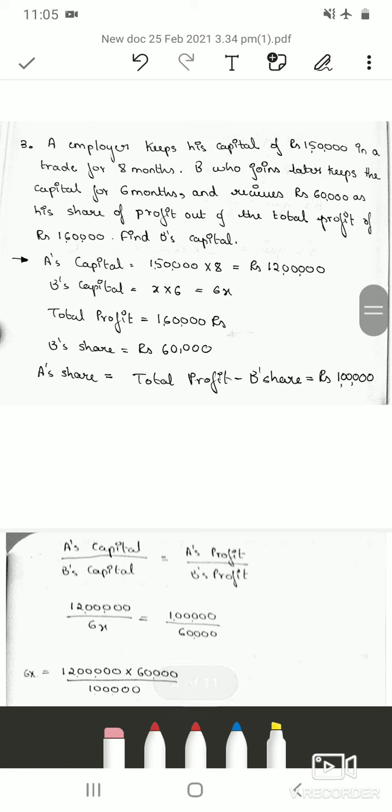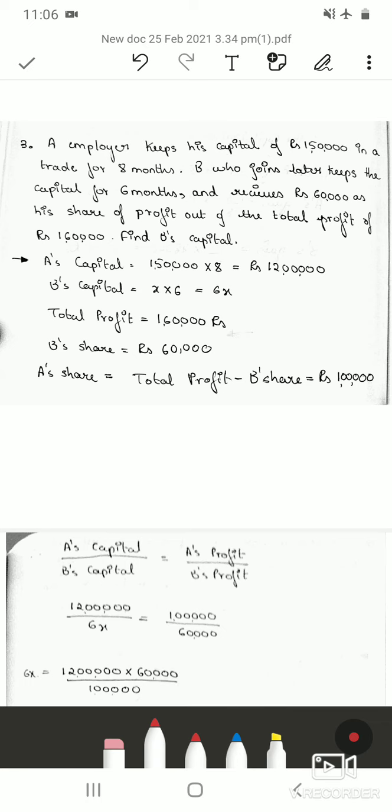An employer keeps his capital of rupees 1,50,000 in a trade for 8 months. B, who joins later, keeps the capital for 6 months and receives rupees 60,000 as his share of profit. Out of the total profit of rupees 1,60,000, find B's capital.